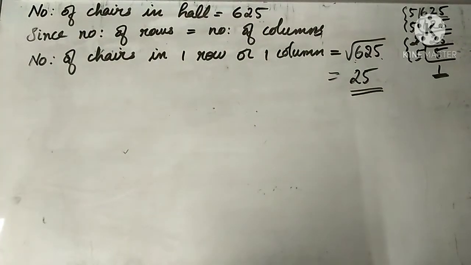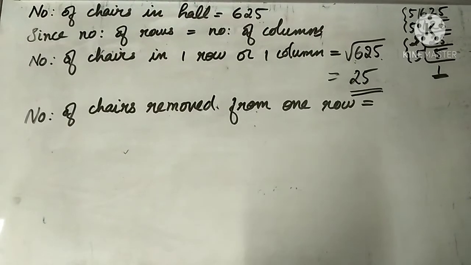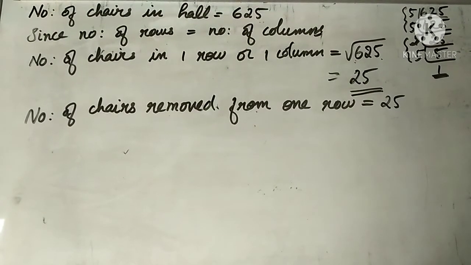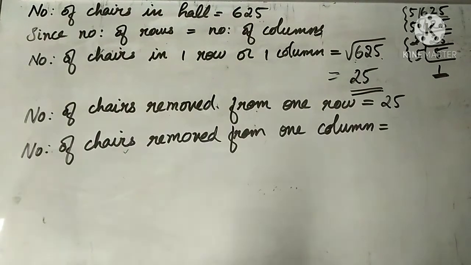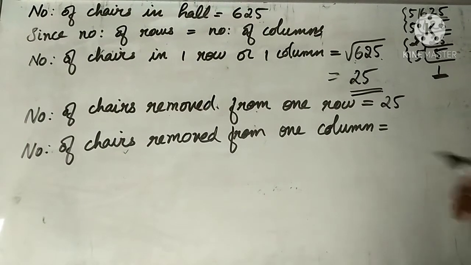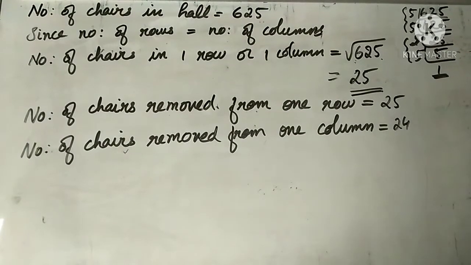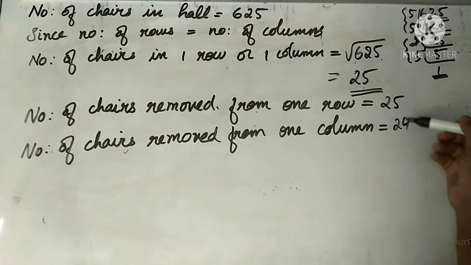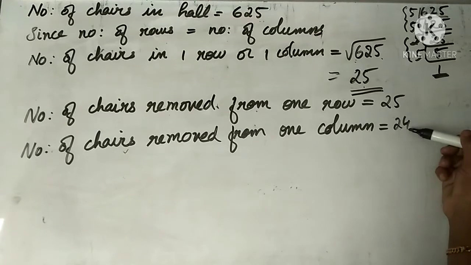Next part of the question, the chairs in one row and one column are removed. At present, the number of chairs in one row is equal to 25. So we can write the number of chairs removed from one row is equal to 25. So if one row is removed, the number of chairs in one column becomes 25 minus 1, that is 24. Therefore, we can write the number of chairs removed from one column is equal to 24. See children, here you may get confused. The number of rows and number of columns is 25, but why is the number of chairs removed from the column 24, isn't it?